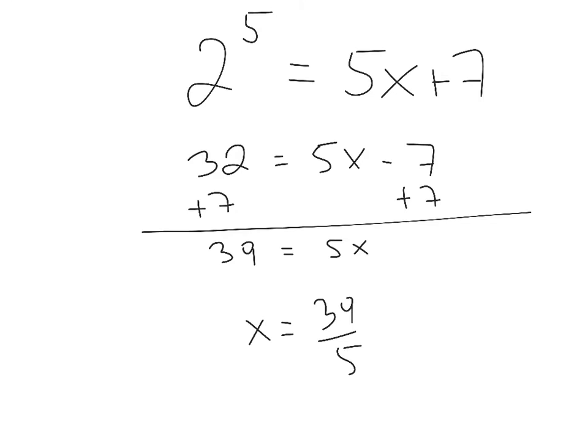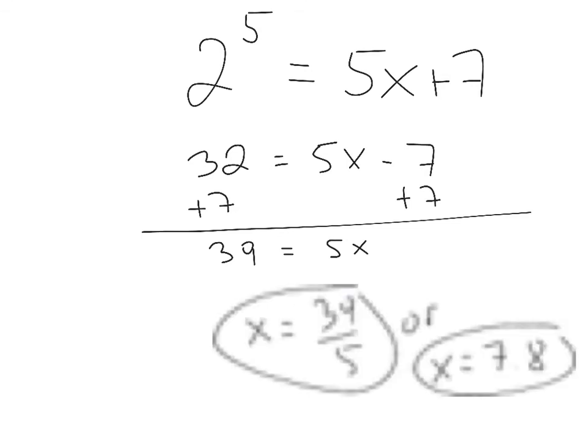If they ask you to leave your answer to the nearest tenth, you've got to read directions. So 39 divided by 5. My calculator says the answer is, or you could say x is equal to 7 and 8 tenths. Okay, I prefer fractions, but if it says rounded to the nearest tenth, you could always leave this.